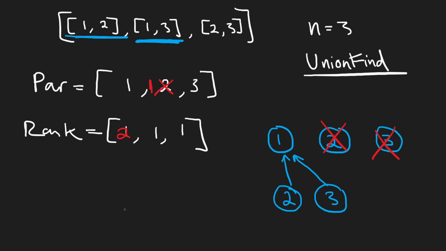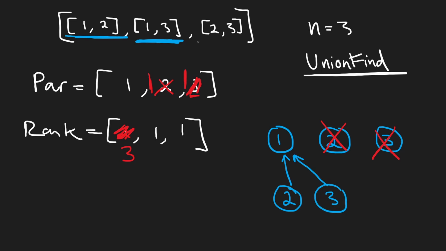And by doing that, we can also update the new rank of 1, because now the size of this has actually increased to 3. So let's change this to 3. And let's update the parent of 3. Initially, 3 was just the parent of itself. Now we're going to change that to also being 1 because the parent of 3 is clearly 1 now.